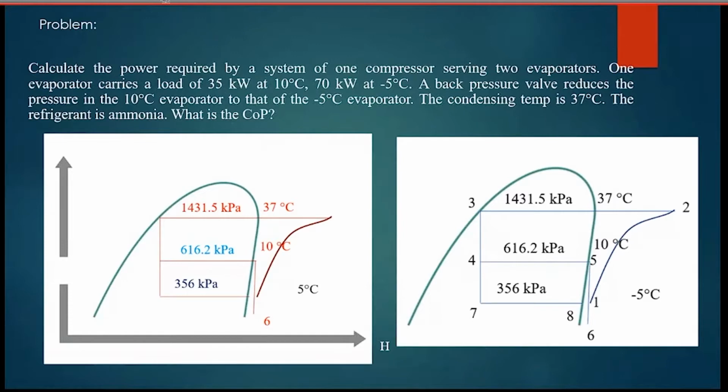A back pressure valve reduces the pressure in the 10 degrees centigrade evaporator to that of the negative 5 degrees evaporator. The condensing temperature is 37 degrees centigrade, and the refrigerant is ammonia. Now what is being asked of us is the coefficient of performance. So the question is, what is the coefficient of performance?